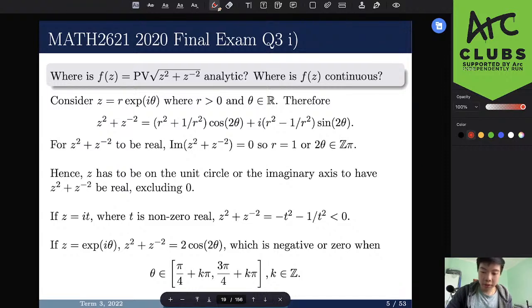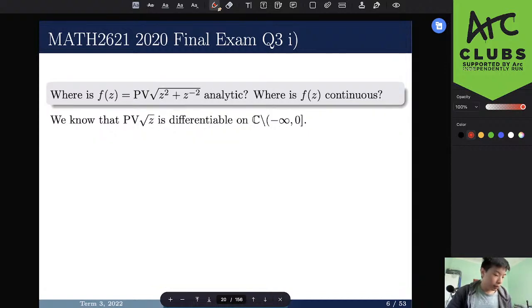Now, we can also consider when it's going to be on the unit circle. So we have z being equal to e to the i theta, where r is just equal to 1. And then we can put it into z squared plus z to the minus 2, and we get 2 cos 2 theta. And so we want to know when it's either negative or 0, and we can just observe the cos graph, and we would find that it's when theta is in between pi on 4 and 3 pi on 4, and of course we can just add multiples of pi to it.